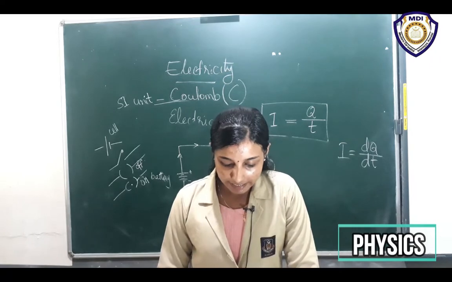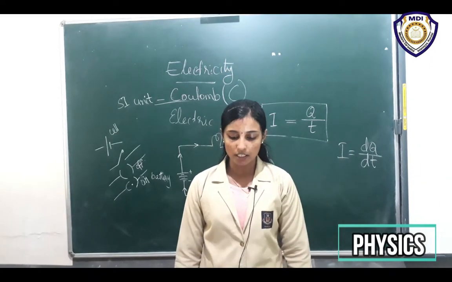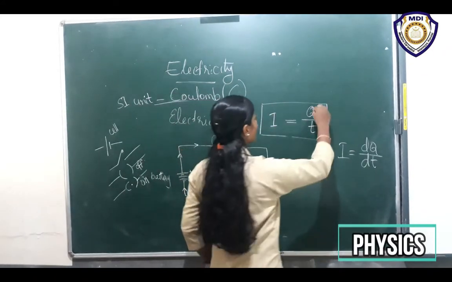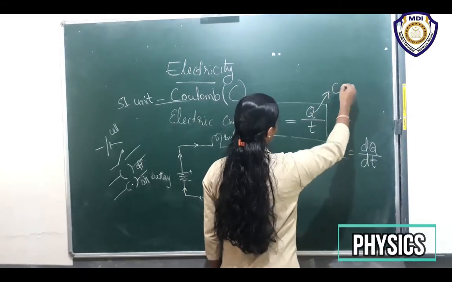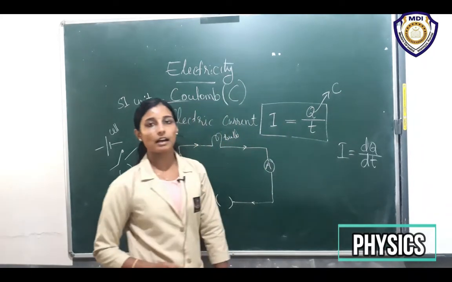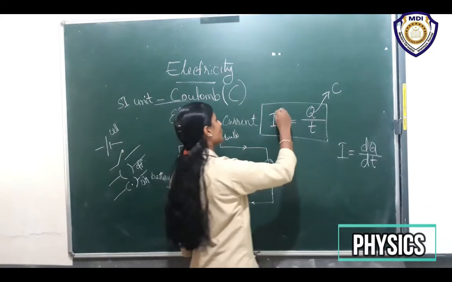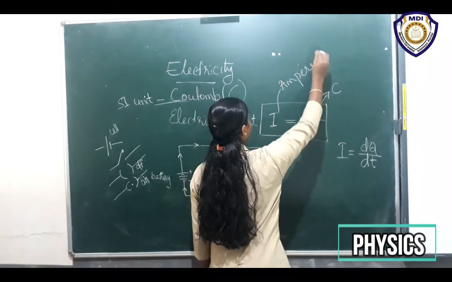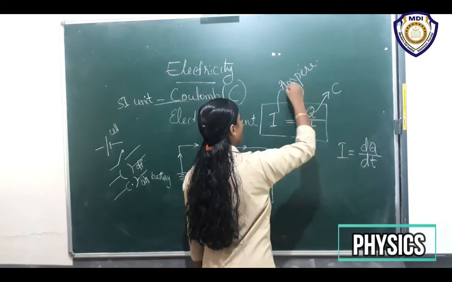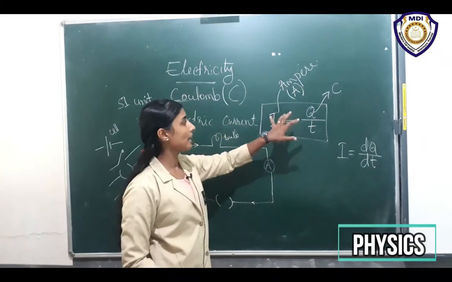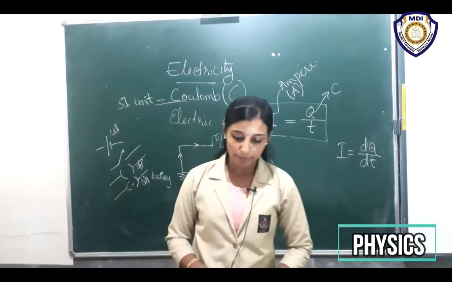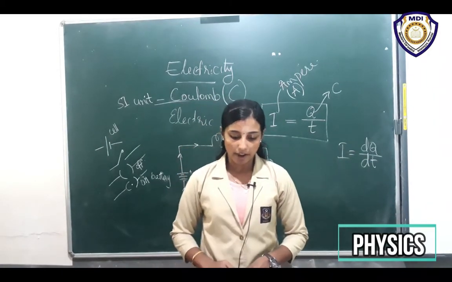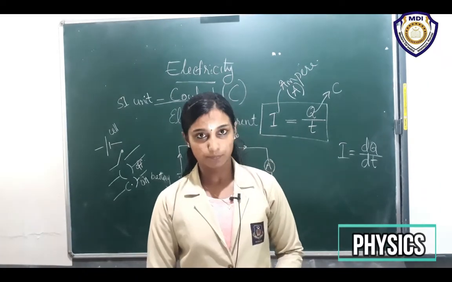And the electric current is expressed by the unit called ampere. So now charge has a unit of coulomb. So what will be the unit of current? Electric current has a unit of ampere. It is also written as A. So the SI unit of electric current is ampere. This is named after French scientist André Marie Ampere.